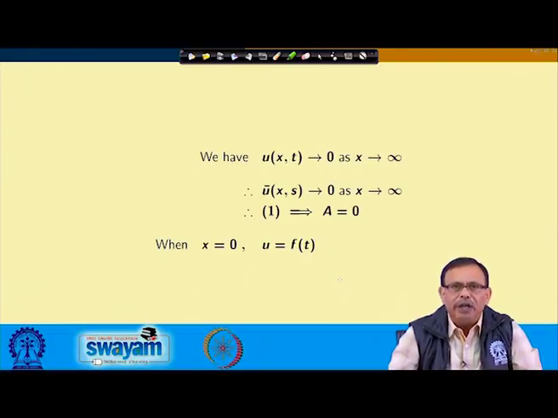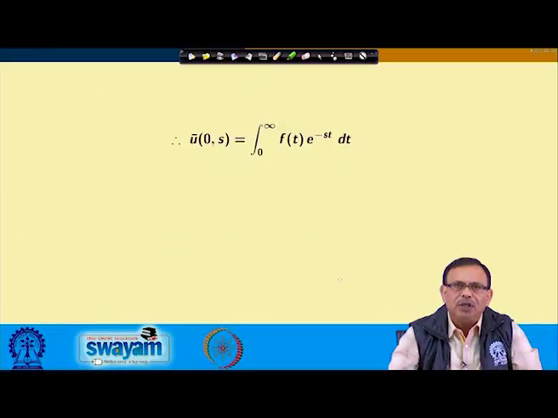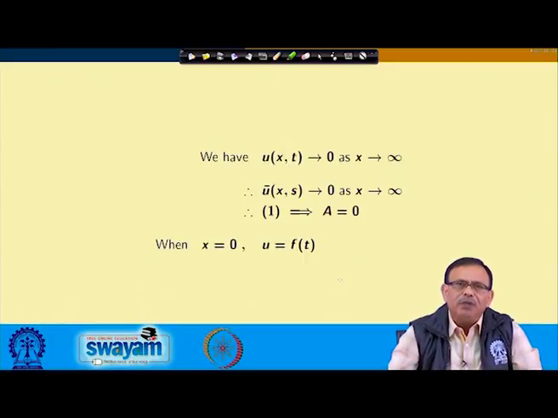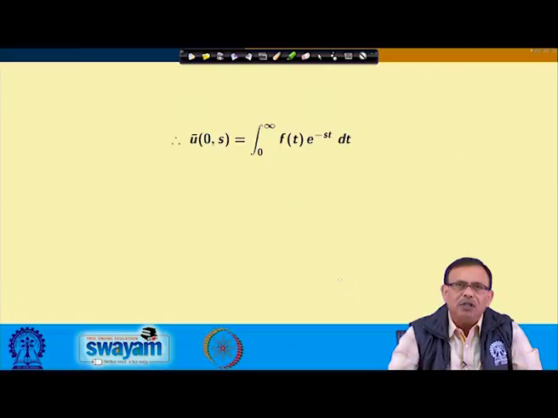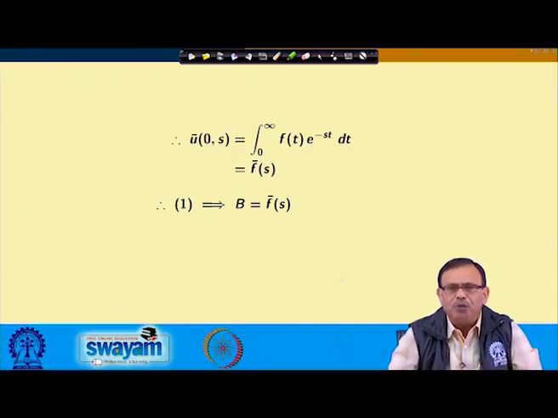Also I know whenever x is 0, u equals f(t). So, if I take the Laplace transform on both sides, you will obtain u bar(0,s) at x equals 0 equals the integral from 0 to infinity of f(t) e to the power minus st, which is nothing but f bar(s). So, if I substitute in equation 1, again I will obtain b equals f bar(s). So, using the initial conditions in this way, I find the values of the constants, and I obtain the values of a and b.